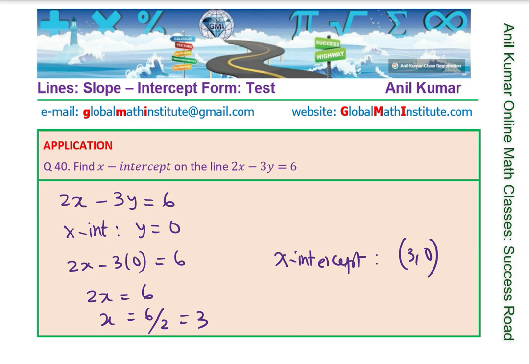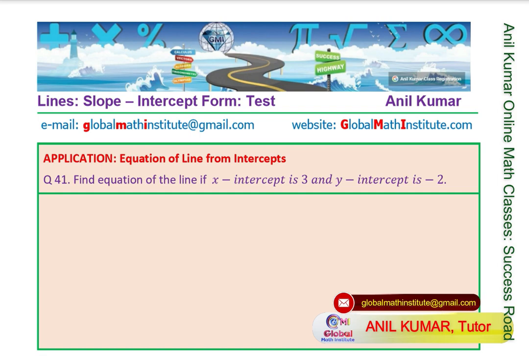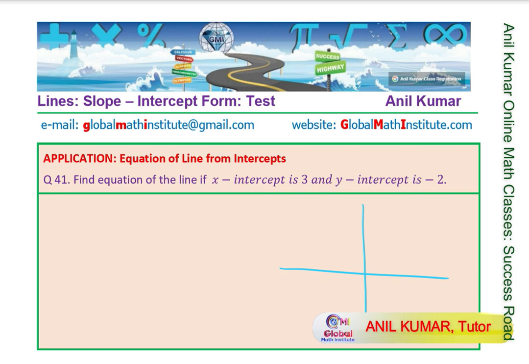Perfect. Next question here is question number 41. Find the equation of the line if the x-intercept is 3 and the y-intercept is minus 2, right? Basically, I'll just sketch this line to give you an idea of how this line looks. X-intercept being 3 somewhere here, y-intercept being minus 2, right? So the line will be kind of like this, right?